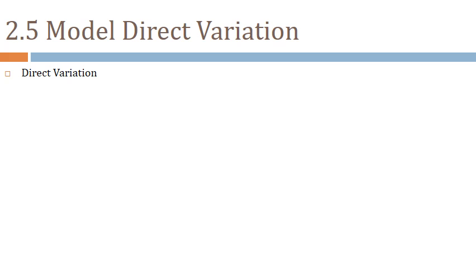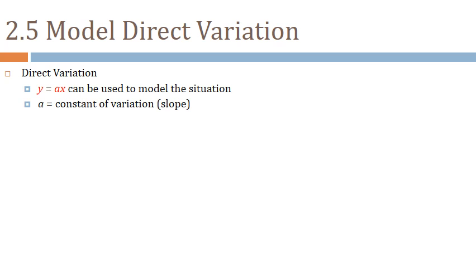Lesson 2.5, Model Direct Variation. Direct variation is a special type of linear model. It's y equals ax and can be used to model many things. Notice that's similar to y equals mx plus b, where a is the slope and b is 0. For direct variation, we call a the constant of variation, which is the same thing as the slope of the line.